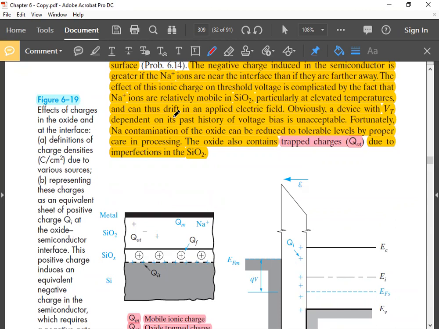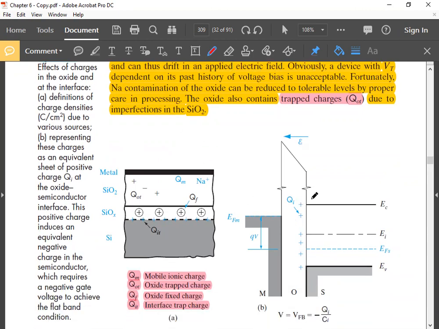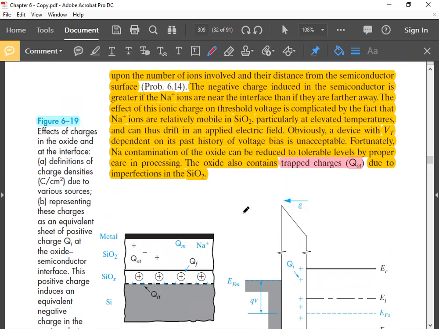Obviously, a device with VT dependent on its past history of voltage bias is unacceptable. Also, sir, one time if I use it, it will be closer to the interface, and if I use it with the reverse voltage, it will be less. Exactly. If you apply positive here, negative here, these will go away from the interface. Then if you withdraw this voltage, the charges will remain here, so their effect is less. So when you want to use the MOS device later on, the threshold voltage will depend on the polarity of the previous voltage you applied. That is the history.